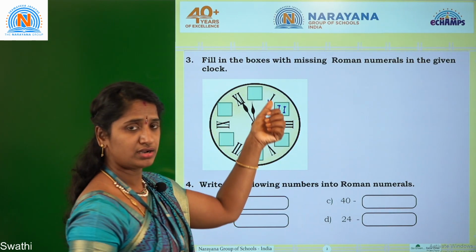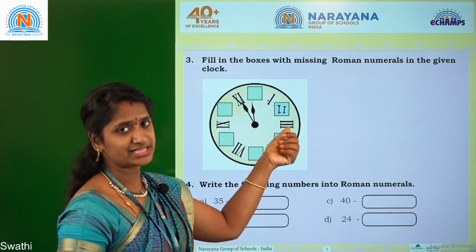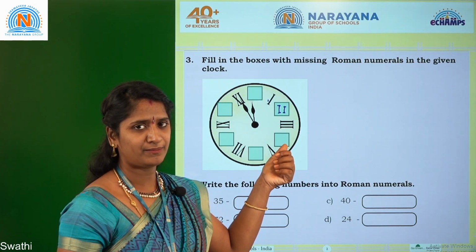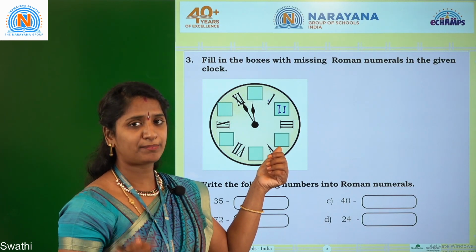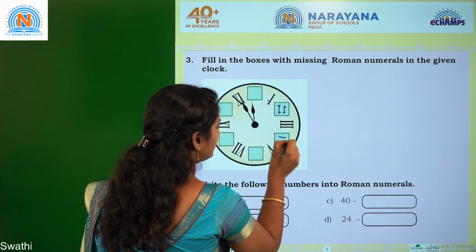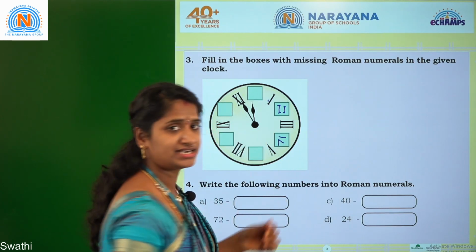Next 3: three I's means 3. And 4. Can I write four I's, children? No, we should not repeat a letter more than 3 times. So how can I write 4 here? I and V is representing 4.